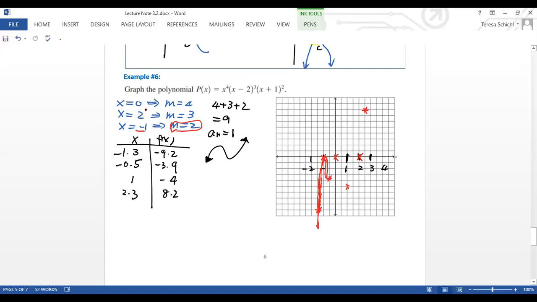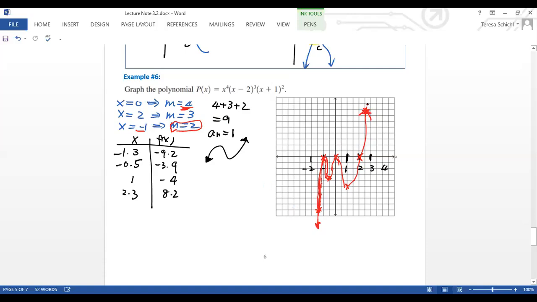Then I hit x equal to 0, so I'm going to go down and go up. 0 is another even multiplicity, so I need to be tangent here. Then I continue going down, and then I go through 2. 2 has multiplicity 3, so that's why I know I can pass through that. So that is what my graph looks like.